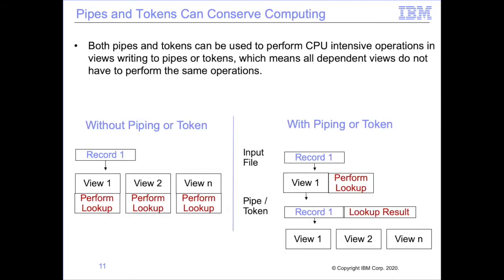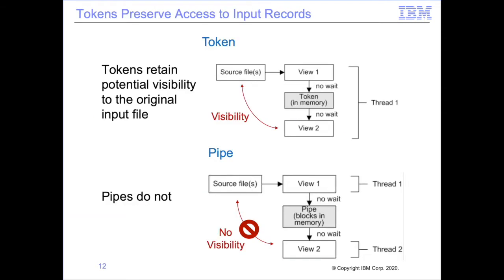Both pipes and tokens can be used to conserve or concentrate computing capacity. For example, CPU-intensive operations like lookups or lookup exits can be performed one time in views that write to pipes or tokens, and the results added to the record that is passed on to dependent views. Thus, the dependent reading views will not have to perform these same functions. In this example, the diagram on the left shows the same lookup is performed in 3 different views. Using piping or token, the diagram on the right shows how this lookup may be performed once, the result of the lookup stored on the event record, and used by subsequent views, thus reducing the number of lookups performed in total. A limitation of pipes is the loss of visibility to the original input record read from disk.